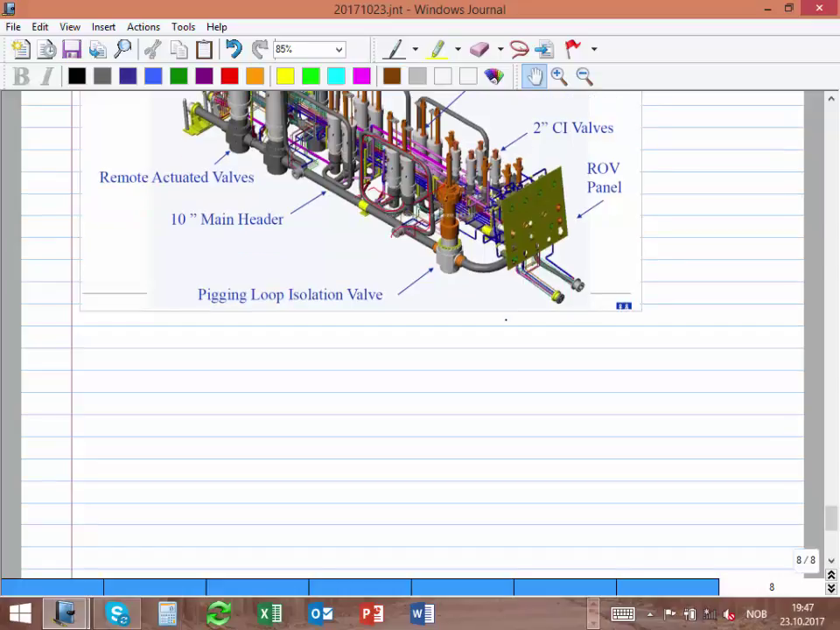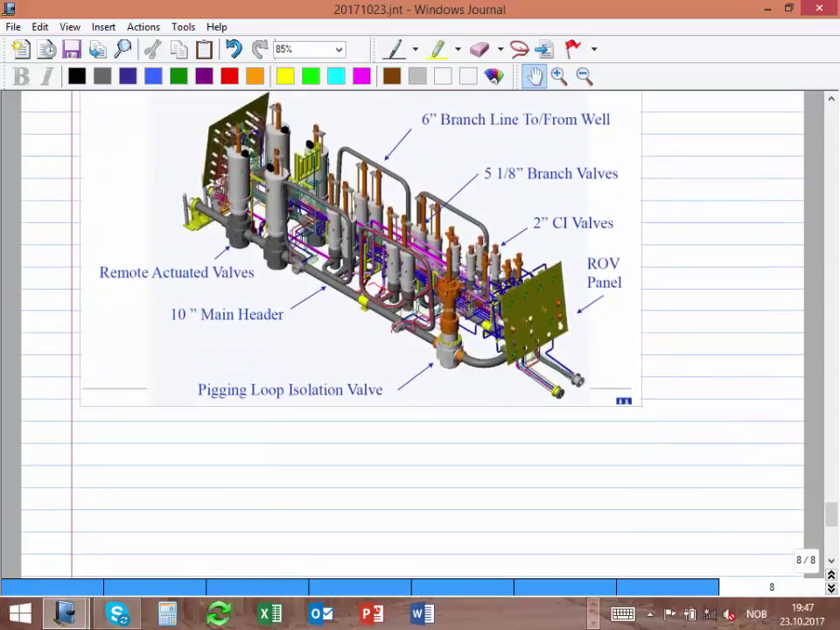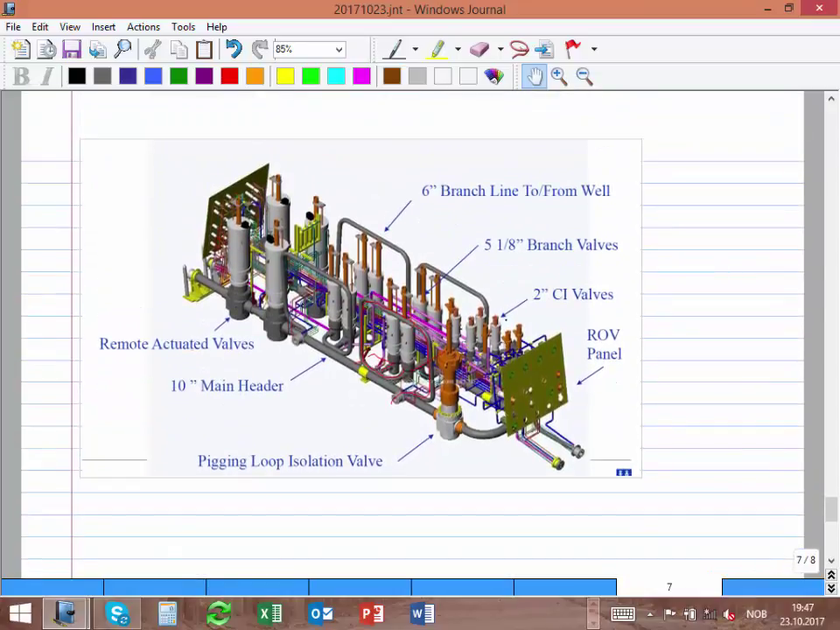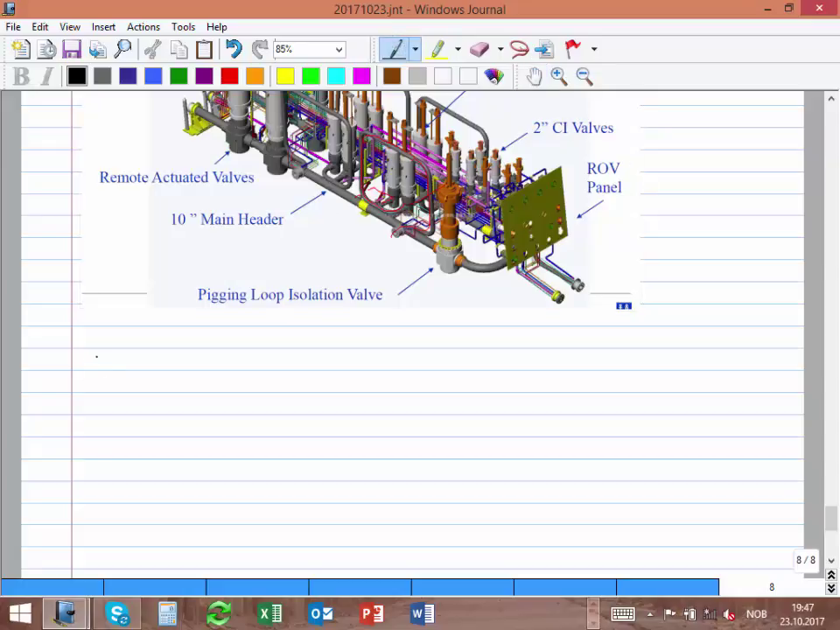Just to finish up with the valves that we have on the well, we have two main ones that we haven't discussed yet. We have the DSV, called the downhole safety valve.